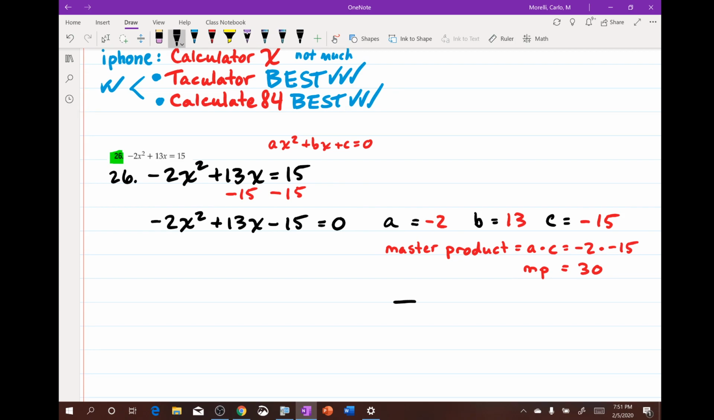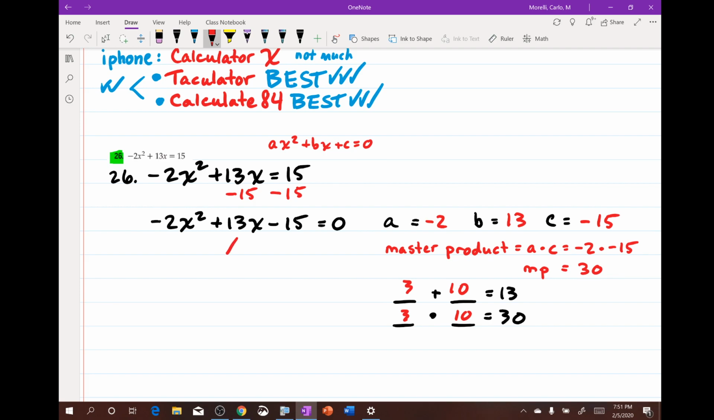That means we're looking for two numbers that add to 13. Those same two numbers multiply to equal 30. Now, this one's kind of jumping out at me. 3 and 10, right? So 3 plus 10 is 13. 3 times 10 is 30. So this one we can kind of do fast. But we got to be careful, okay?